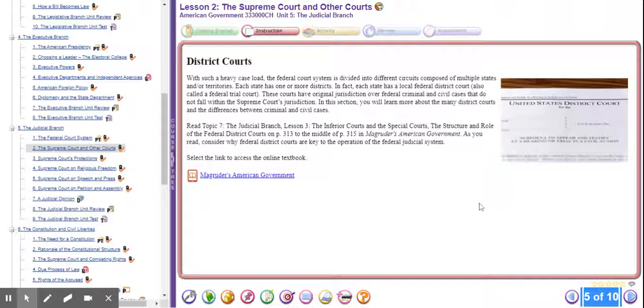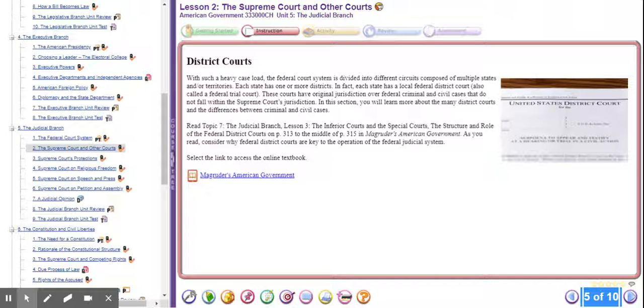Okay, so district courts, you kind of referred to in the last slide, but let's talk about exactly what these are. With such a heavy caseload, the federal court system is divided into different circuits composed of multiple states and territories. Each state has one or more districts. In fact, each state has a local federal district court, also called the federal trial court, and these courts have original jurisdiction over federal criminal and civil cases that do not fall within the Supreme Court's jurisdiction. In this section, we'll learn more about the many district courts and the differences between criminal and civil cases.